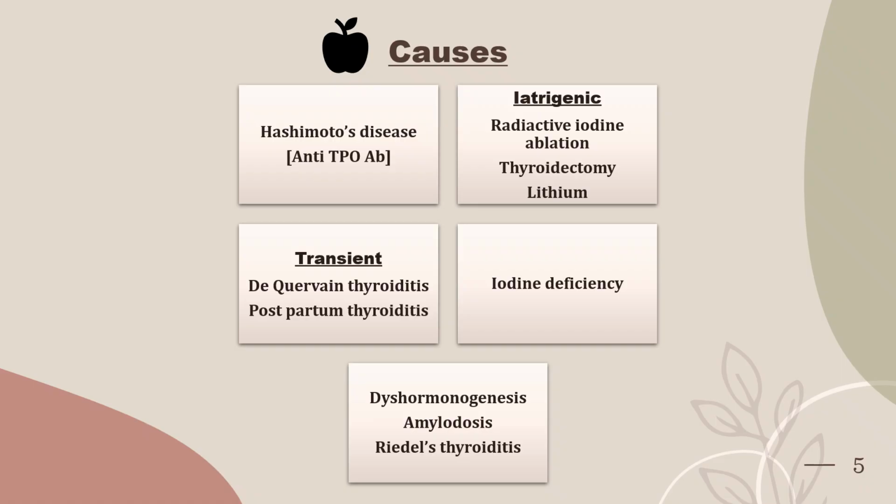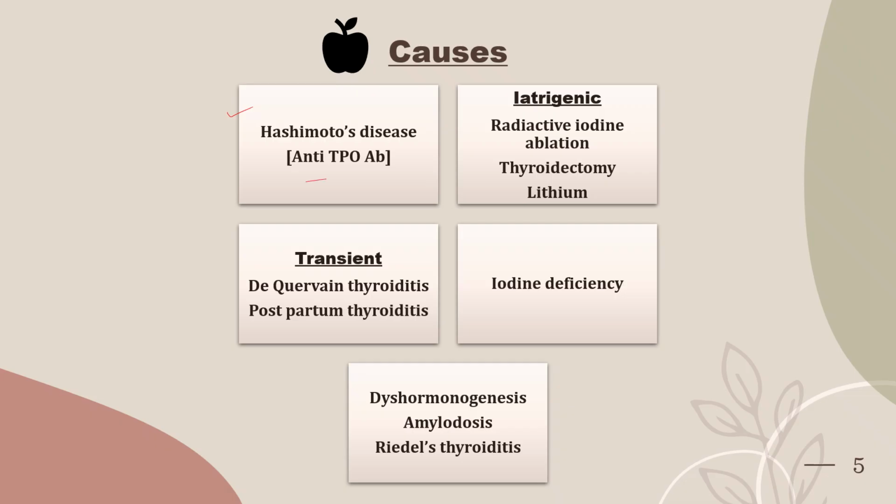What causes hypothyroidism? It's a condition where there are multiple causes, the most common being the autoimmune disease, Hashimoto's disease, where anti-thyroid peroxidase antibody will be present and hypothyroidism will be shown.